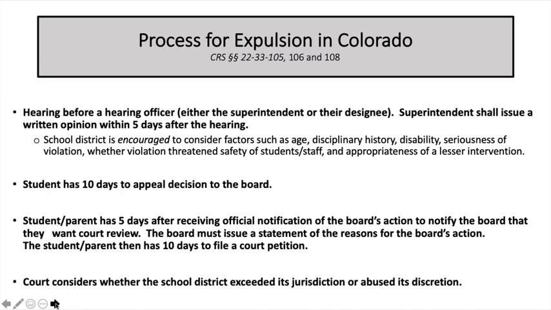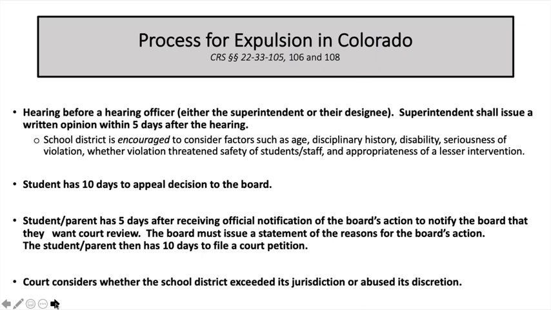So the process for expulsion in Colorado, and some of the relevant state statutes are listed there. Students have the right to a hearing before a hearing officer, which is either the superintendent or their designee. The superintendent shall issue a written opinion within 5 days of the hearing. And the school district is encouraged, not required, encouraged to consider factors such as age, disciplinary history, disability, seriousness of the violation, whether the violation threatened the safety of students or staff, and the appropriateness of a lesser intervention.